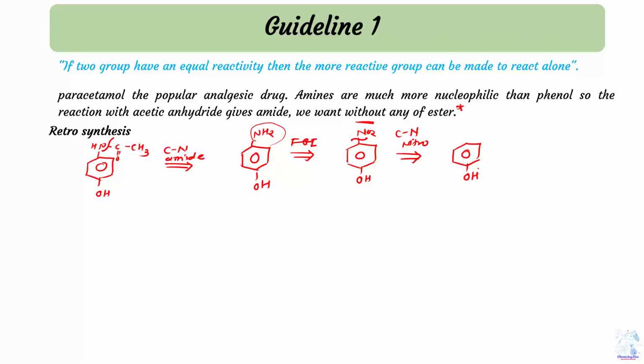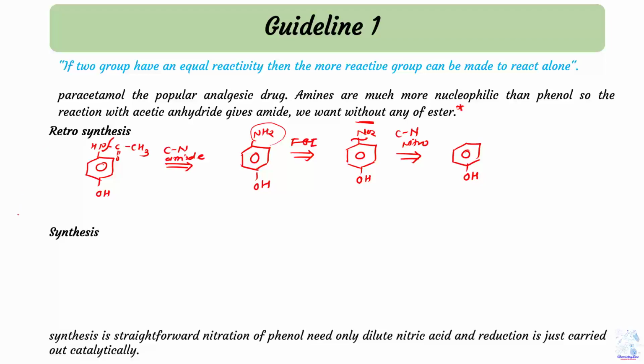So the synthesis of that compound will be straightforward. We will start with the nitration of phenol. In the synthesis section, I would like to start with the nitration of phenol, which is here. We will take phenol first and a nitrating agent, meaning dilute HNO3. We will get nitrophenol. It is very easy to get nitrophenol from that.